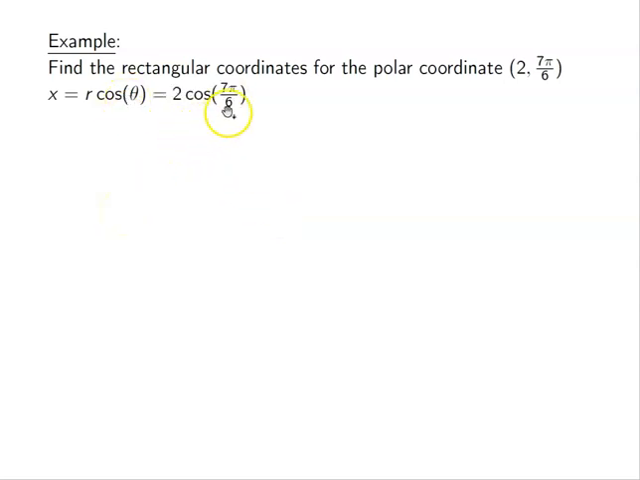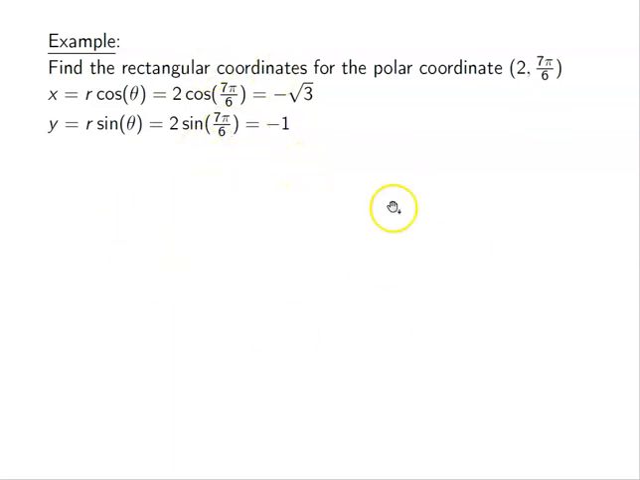So 2 cosine 7 pi over 6 is 2 times negative root 3 over 2. The 2's cancel, and I'm left with negative root 3. Same thing for y. It's a negative, negative, right? It's in quadrant 3. So sine theta here should be negative 1/2, right? So I'm going to have 2 times negative 1/2, and that's going to give me negative 1.